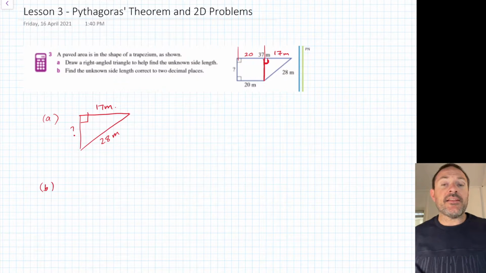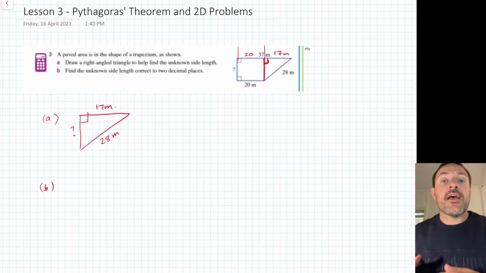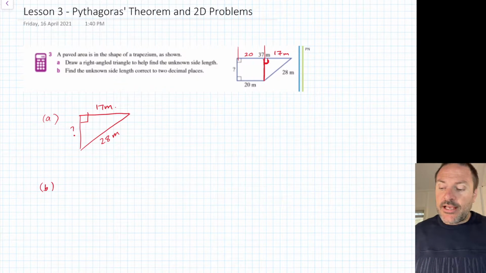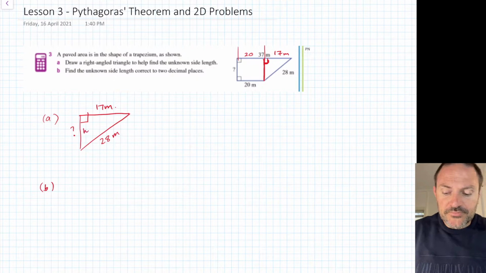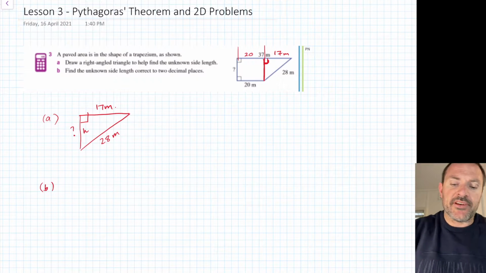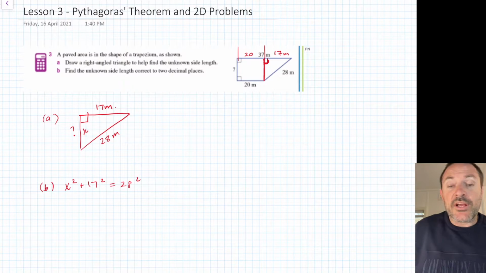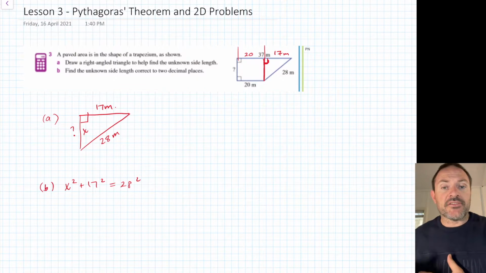The second part says to hence or otherwise find the missing length to 2 decimal places. So let's now solve this diagram. Let's put this as an H. Okay, you can put it as an X. We'll leave it as an X. So something like this: x squared plus 17 squared equals 28 squared. So we've applied Pythagoras' theorem.